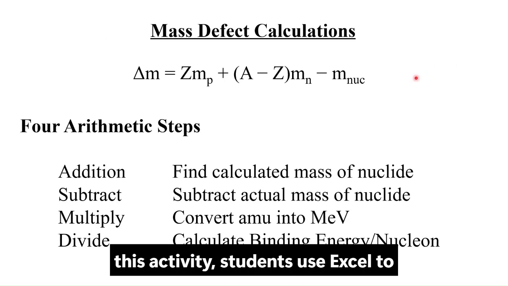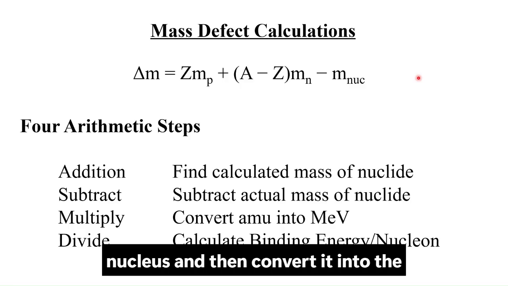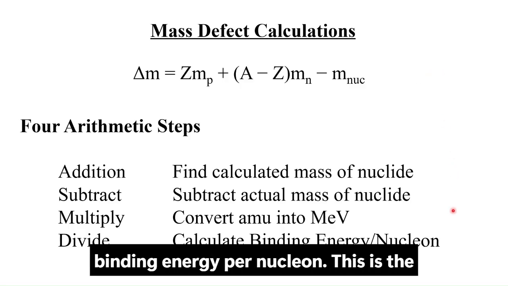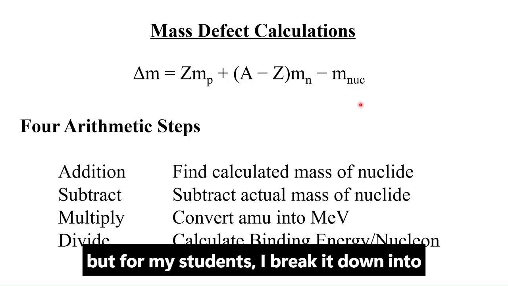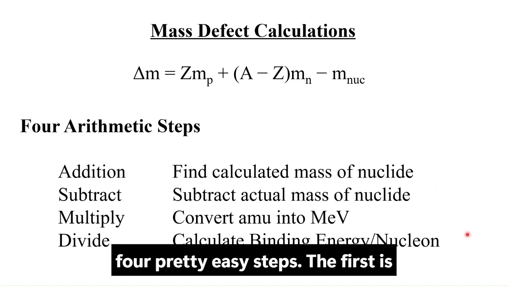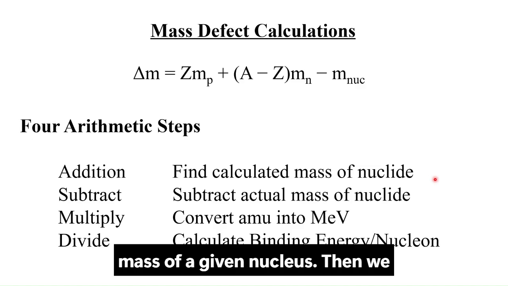In this activity, students use Excel to calculate the mass defect for a given nucleus and then convert it into the binding energy per nucleon. This is the scary looking formula for mass defect, but for my students I break it down into 4 pretty easy steps. The first is finding the calculated or theoretical mass of a given nucleus.